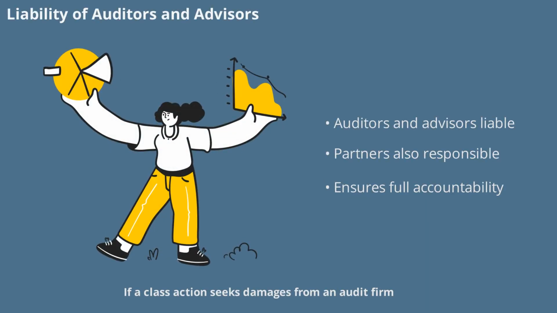If a class action seeks damages from an audit firm, the liability extends to the firm and each partner involved in wrongdoing. The same applies to experts or advisors who make misleading statements or act fraudulently. This ensures that all responsible parties are held accountable, not just the company's management.